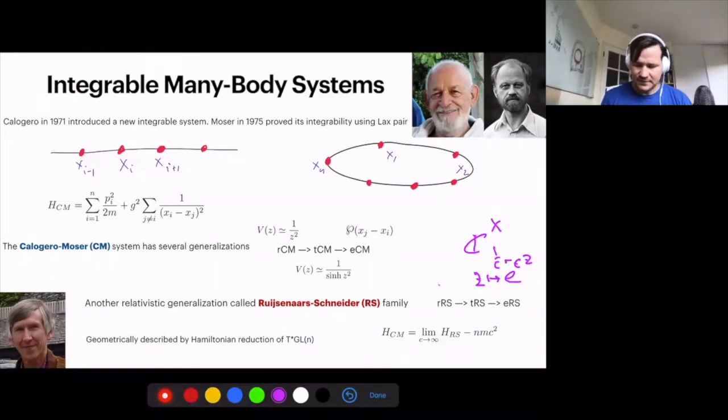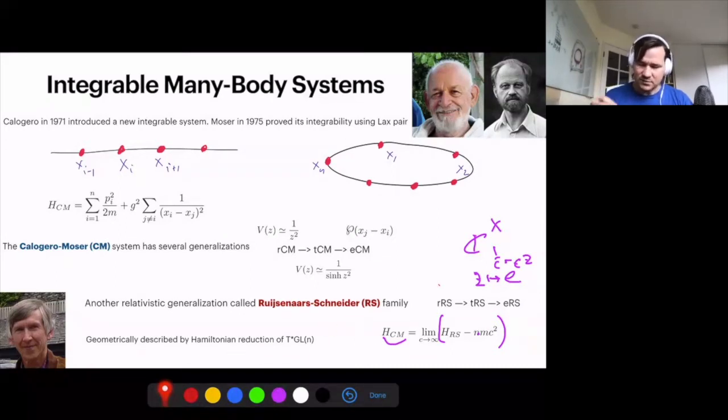So the Calogero system is reproduced by taking a limit. You take the RS Hamiltonian, which I'll write in several slides, and subtract n times mc squared, so the rest energy, and then take the speed of light to infinity. You'll get the relativistic limit. Excuse me, the non-relativistic limit.